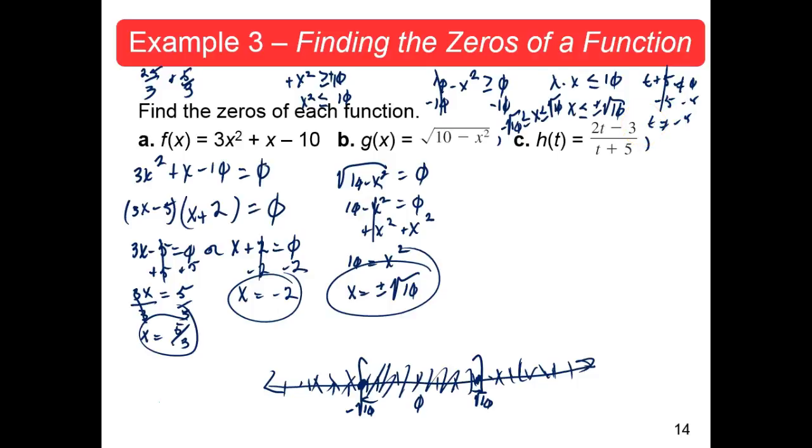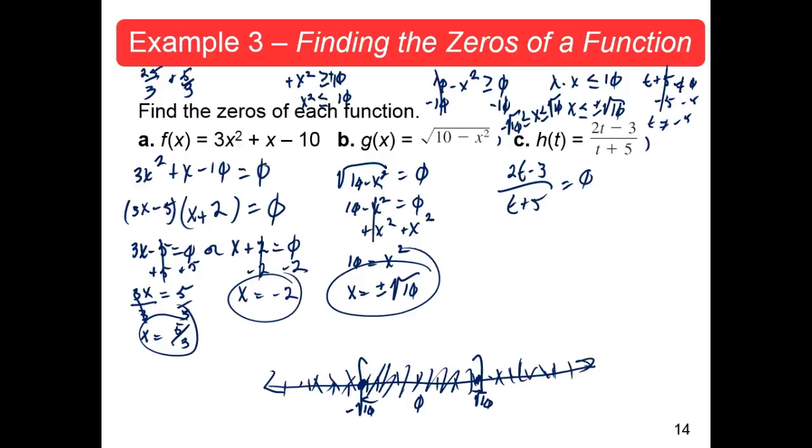Now we go on and do our problem. Do what they ask us to. And what do you do? Set that equal to 0. So 2t minus 3 over t plus 5 is equal to 0. That's your function equals 0. Finding the zeros. Now, there's a couple ways you can do this.